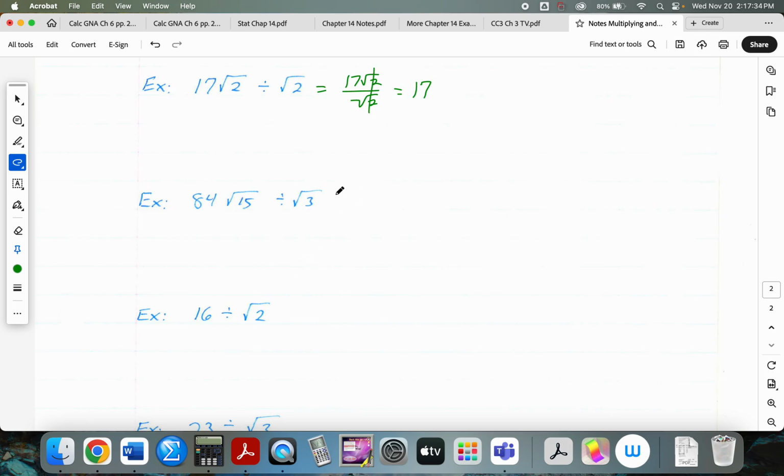All right. So for this one, we'll do the same sort of thing. Always check to see if the square roots can be divided. I'm going to teach you something in just a minute, and people are going to stop checking this, and they're going to make life hard on themselves. So, how many times does 3 go into 15? 5 times. So this is 84 square roots of 5.